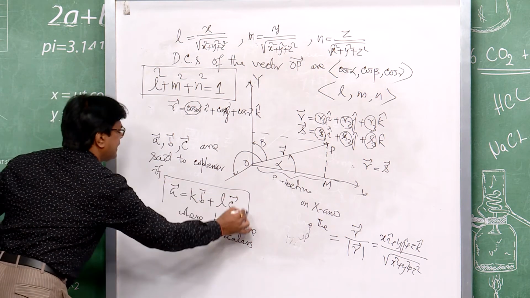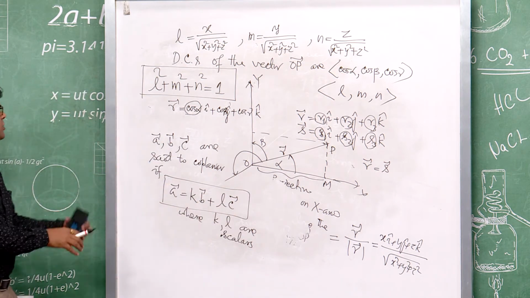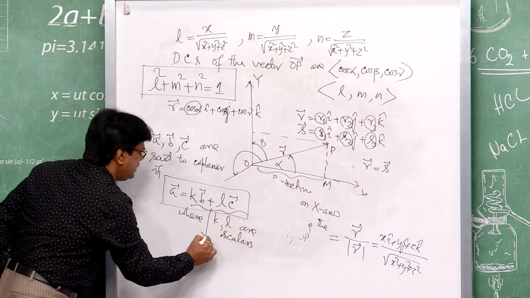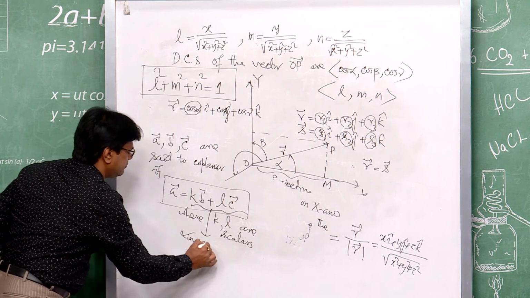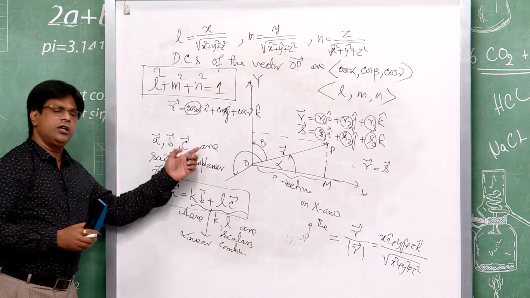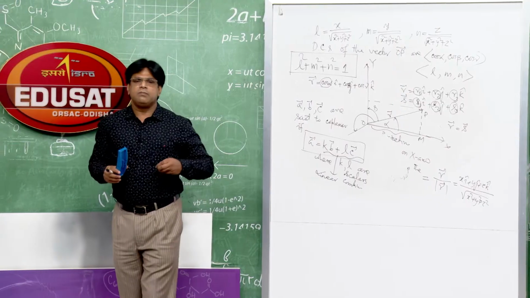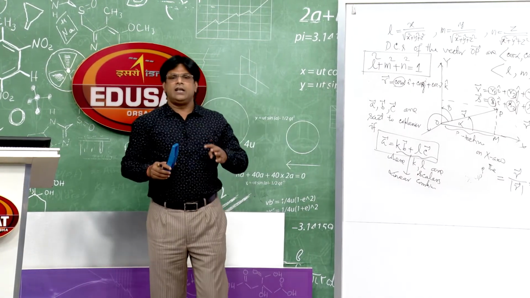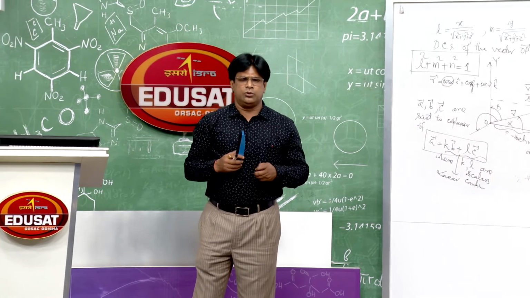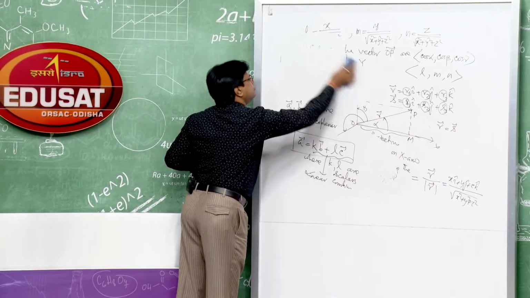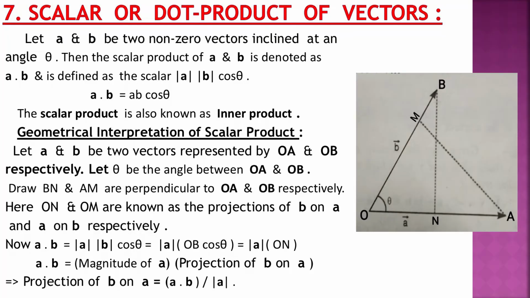So, one of the vectors can be expressed as a linear combination of the vectors. Later on we can also discuss that three vectors are said to be coplanar if the scalar triple product is equal to 0. Later on we can discuss.